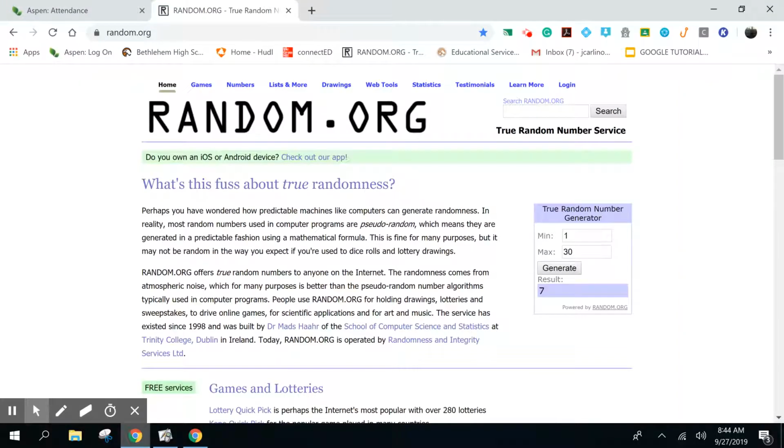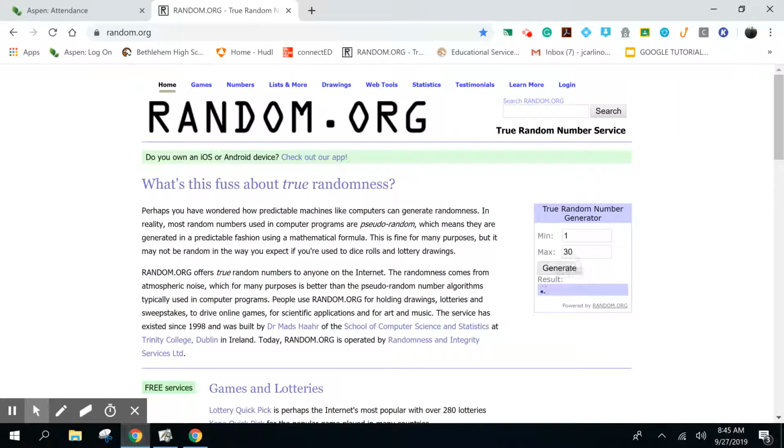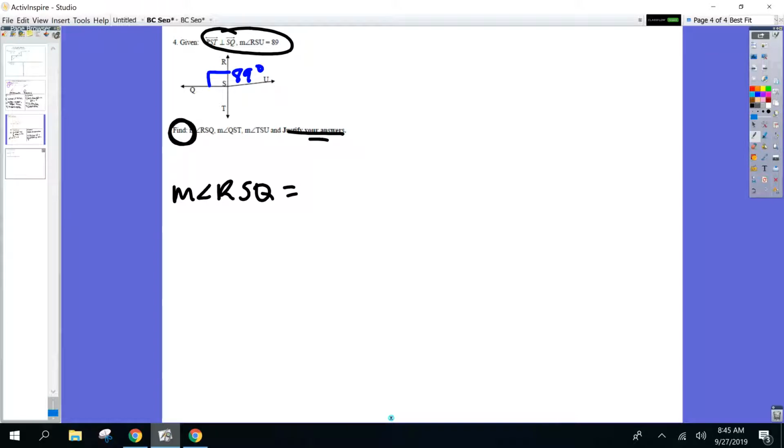And what other markings are you putting on your diagram? 13, what other markings? Yeah, sure. You got it. All right, it does say justify, which means a number written down won't be good enough. You got to tell me why it's that number. All right. So the measure of RSQ. What do you got for me? Measure of RSQ. 17, what's the measure of RSQ?